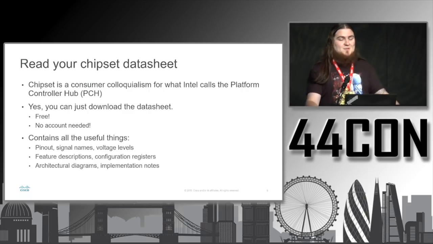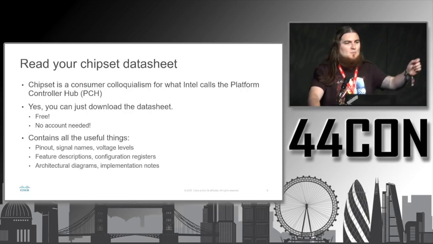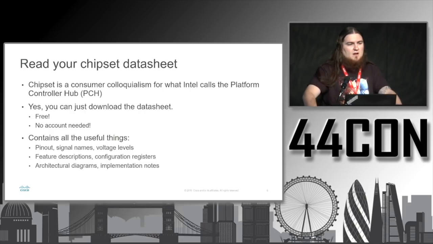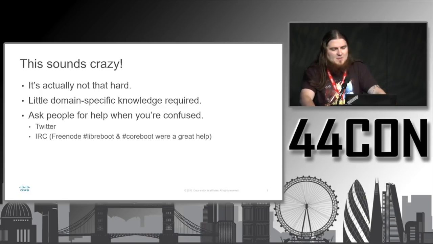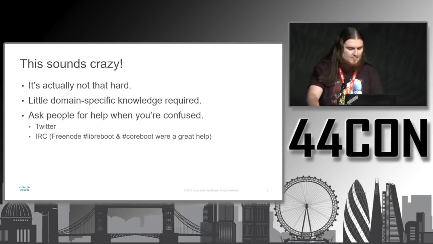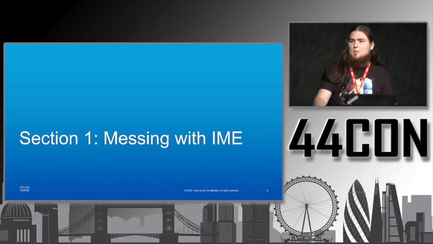Read your chipset data sheet, which sounds weird. You know, it's not like it's a little temperature sensor or something. It's a massive chipset. It's got all sorts of crazy stuff. Intel just literally does give you a data sheet like any other. It's about 700 pages or something. You don't need any account to download it. It's totally free. Contains all the useful things that you would expect to find in the data sheet. It's also not really difficult to understand what's in there. There is a little bit of domain-specific knowledge that's required, but to be honest, it's largely quite readable. And if you get stuck, there's Twitter, there's IRC, and people will help.